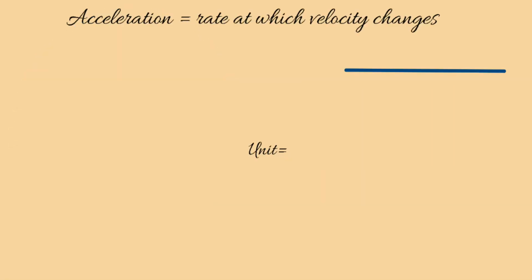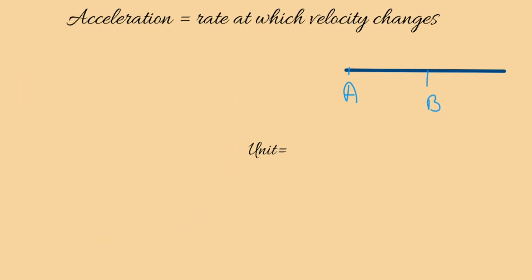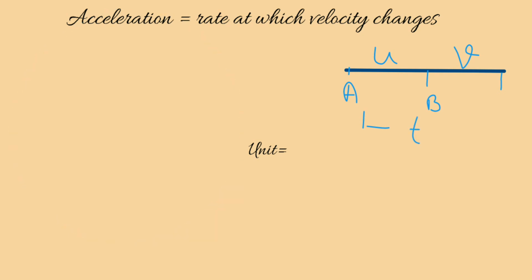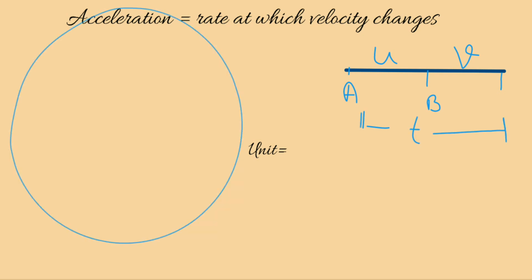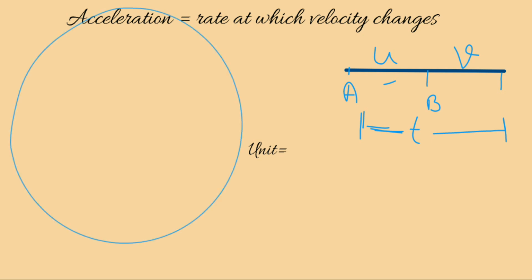Now see student, we now understand what acceleration is. It is the rate at which velocity changes. Suppose our starting velocity is u, and after some time the velocity changes to v. The time taken for the complete change in velocity is t, and during time t we have changed our velocity from u to v.